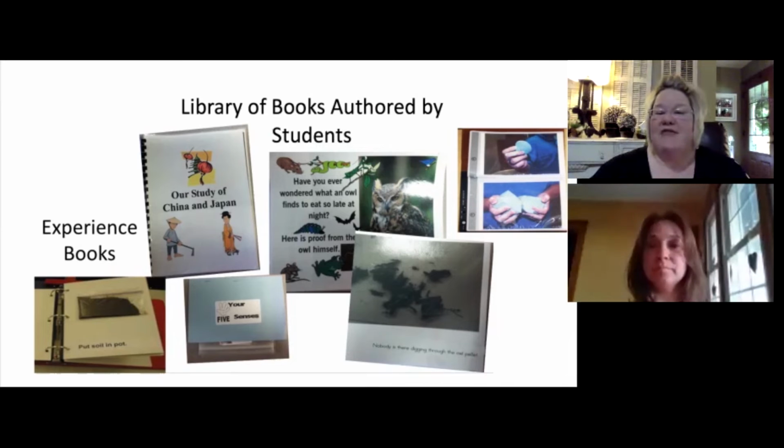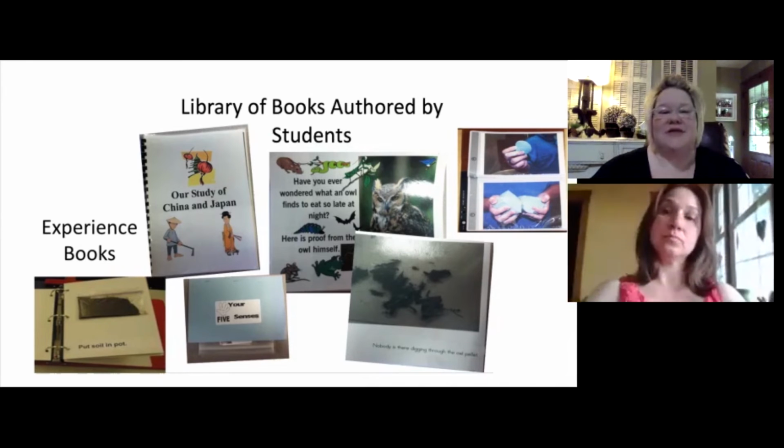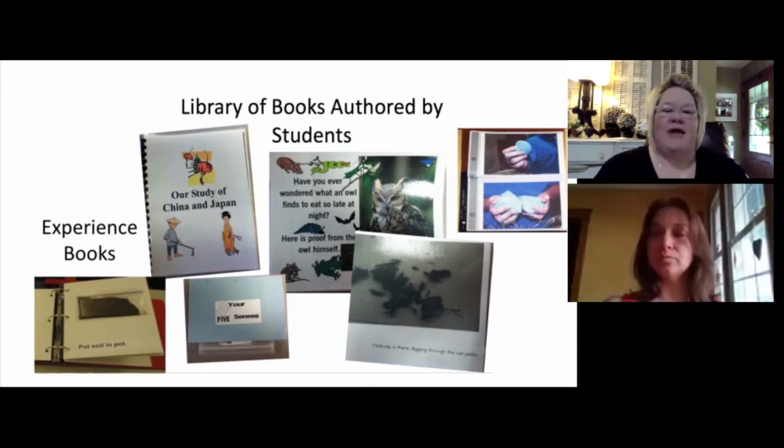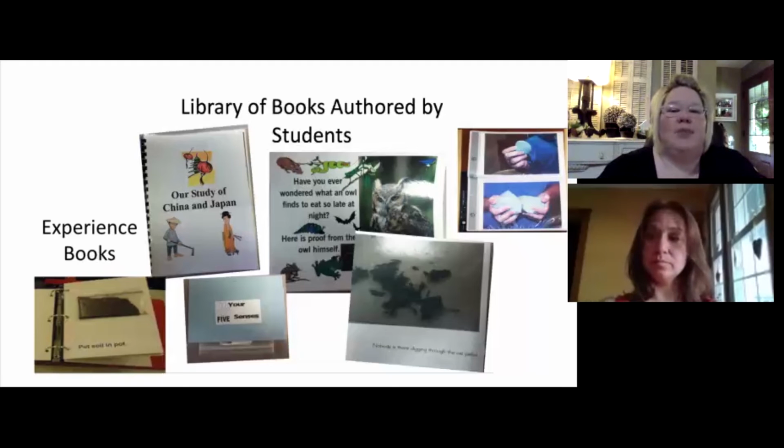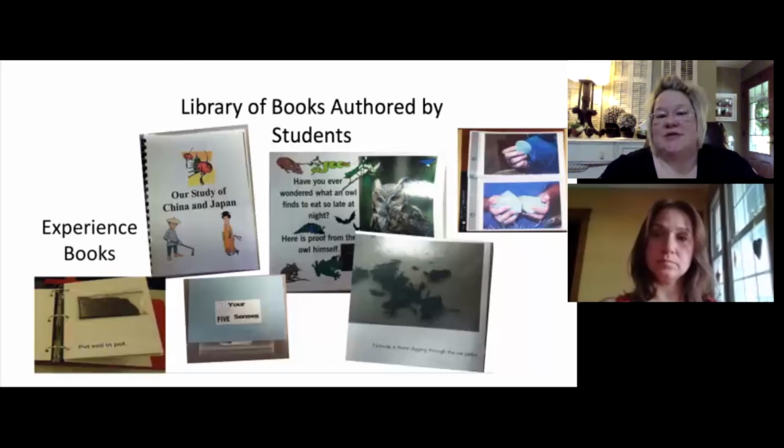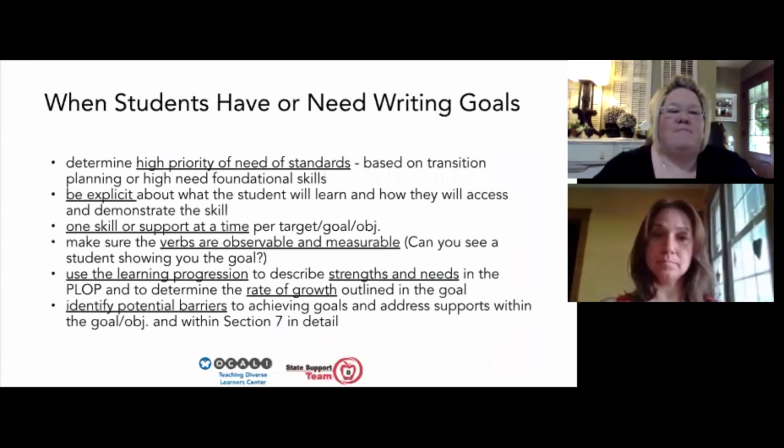So they had photographic evidence of everything that they discovered in their research, and they compiled that together into a book that were authored by students. And it is nice to have those books within our classrooms. We want student writing to be showcased, and sometimes that is the motivator for them to make sure that they can share their writing with other people.